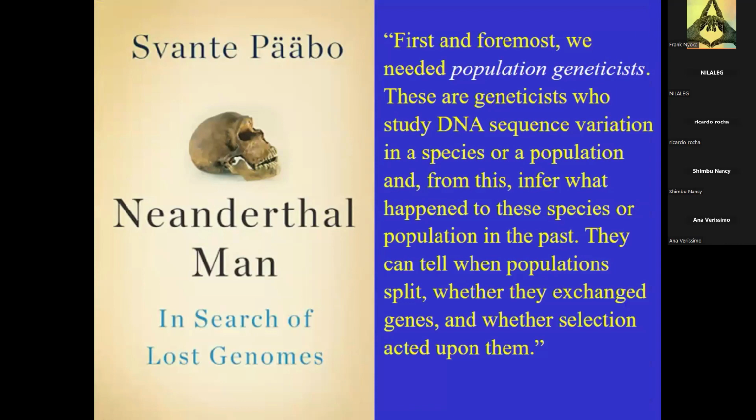This book by Svante Pääbo says it well. He was a leader in going out and getting genetic data from fossils 40, 50,000 years old. But getting the data is one thing, and understanding the data is another. In the book he talks about the importance of collaborating with population geneticists like Monty Slatkin, who can take those data and interpret and tell us what those data really mean.